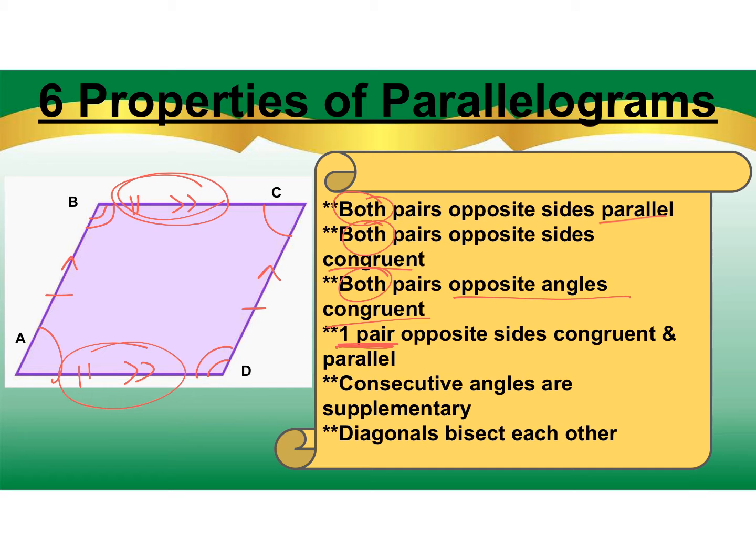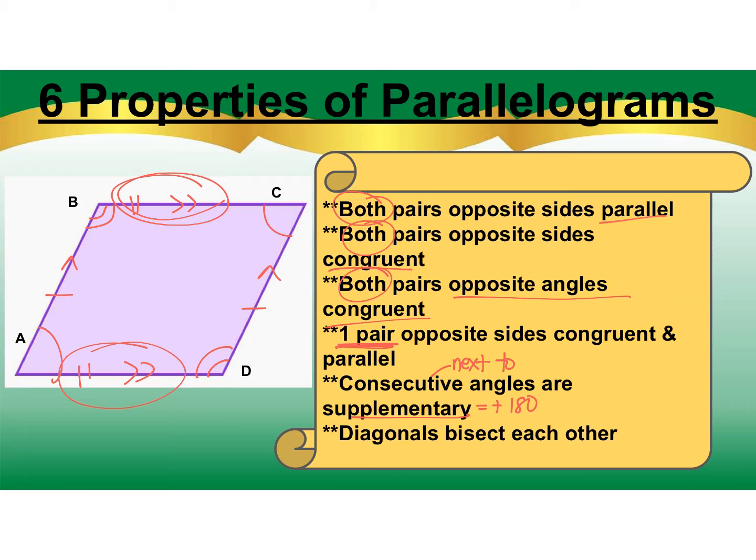Consecutive angles are supplementary. We've got a lot of vocabulary words there. Consecutive means next to. Kind of. It's not quite adjacent. It's like the next one over. And then supplementary, we know, means adds to 180.